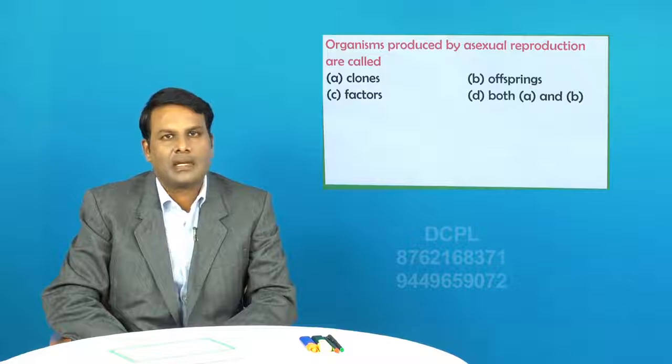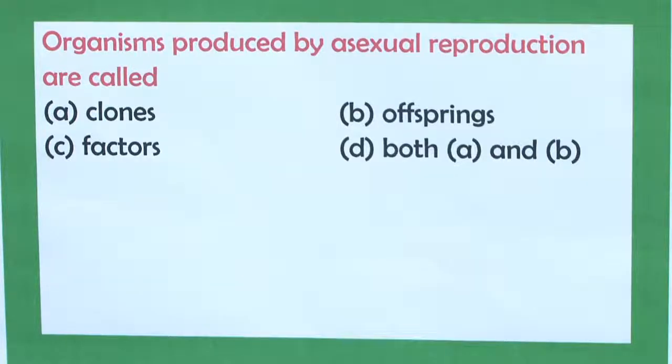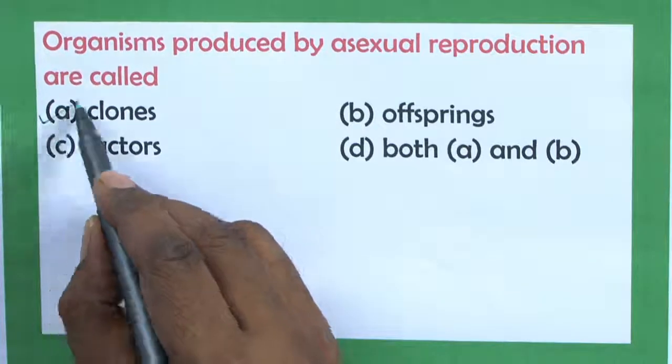In this case, let us take one question. Organisms produced by asexual reproduction are called: option A, clones; option B, offspring; option C, factors; option D, both A and B. As I already told you, the individuals born by asexual reproduction, that is, to a single parent, are called clones. They are genetically and morphologically identical among themselves and also with the parent. Hence, the correct option in this question is option A, clones.